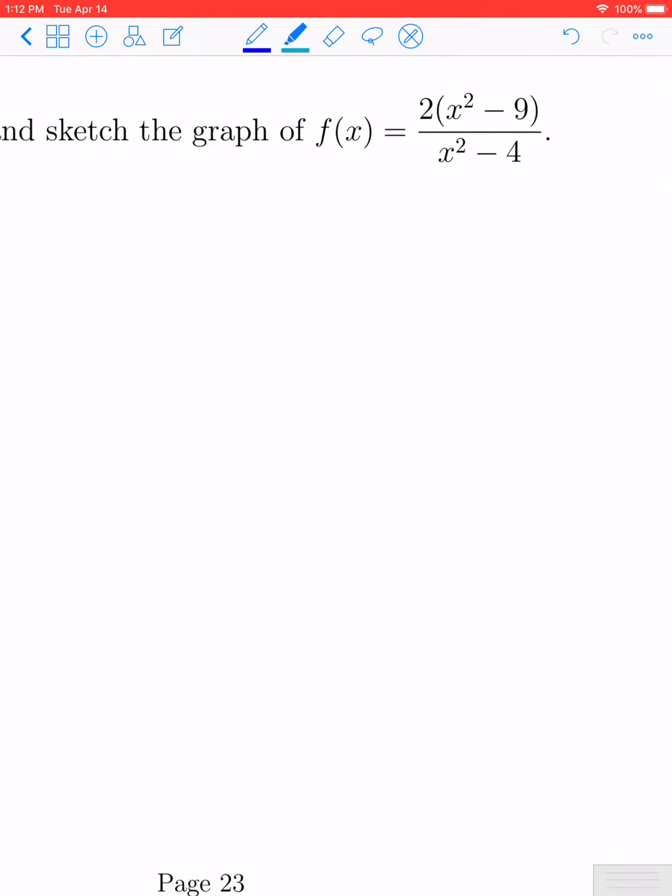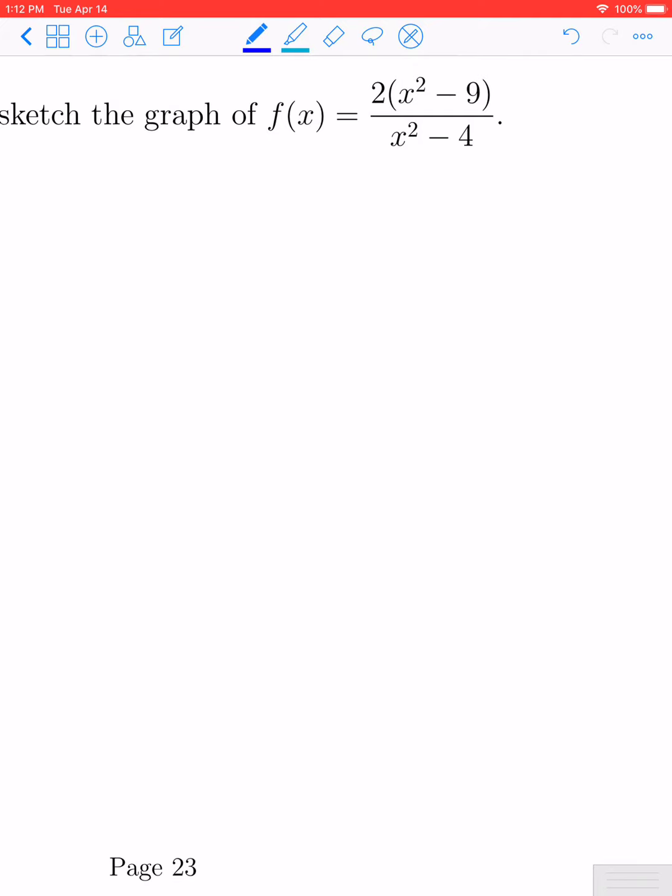Let's take a look at example 1. We want to sketch the graph of f of x equals 2 times x squared minus 9 divided by x squared minus 4. For this graph, let's first of all start with the domain.